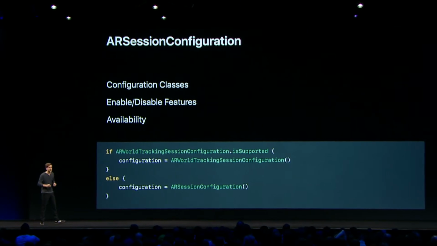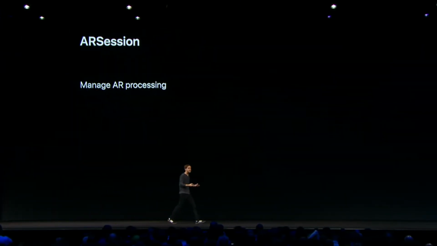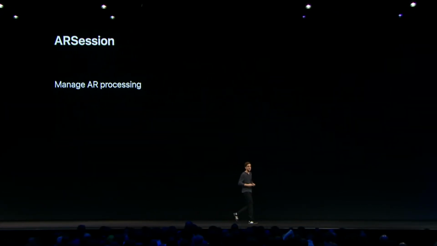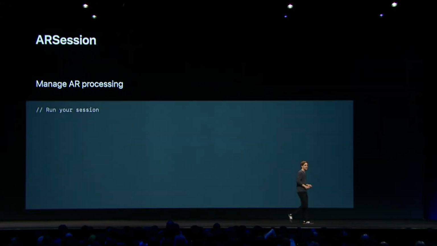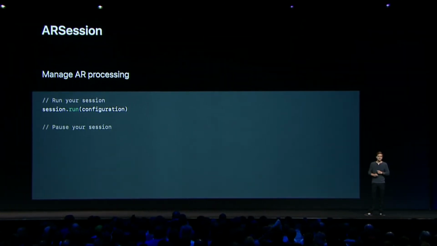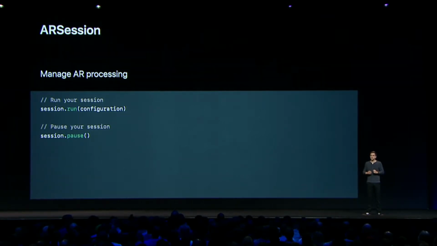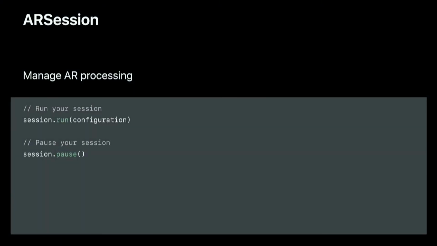Next, let's look at AR Session. AR Session, again, is the class that manages all of the processing for your augmented reality app. In addition to calling run with a configuration, you can also call pause. So pause allows you to temporarily stop all processing happening on your session. So if your view is no longer visible, you may want to stop processing, to stop using CPU, and no tracking will occur during this pause. In order to resume tracking after a pause, you can simply call run again with the stored configuration on your session.